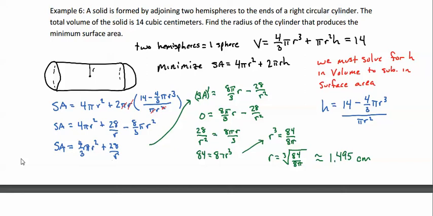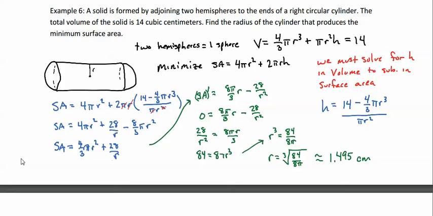When you put this in your calculator, you might need parentheses around the 8 pi to come out with the correct answer of 1.495 centimeters. So a cylinder of 1.495 centimeter radius with a total volume of 84 cubic centimeters, with hemispheres on the end, is going to have minimum surface area.